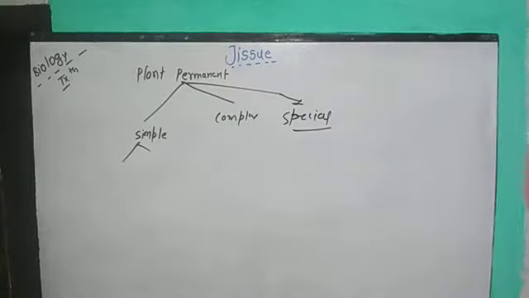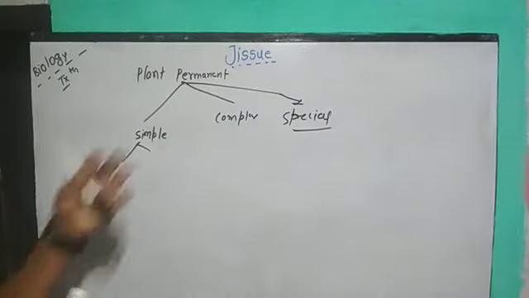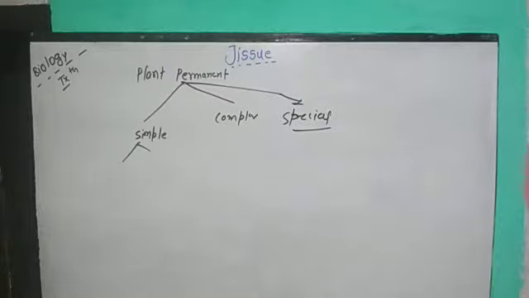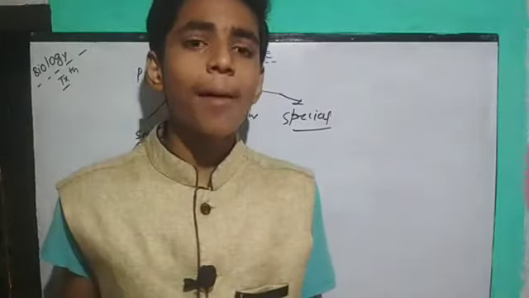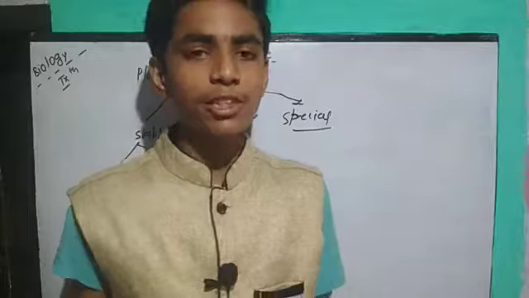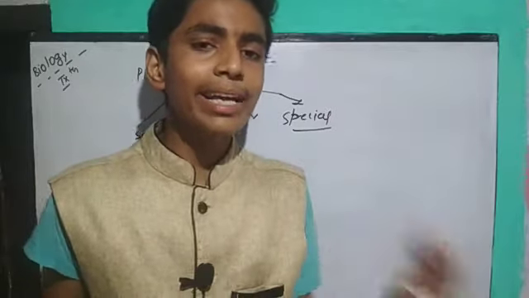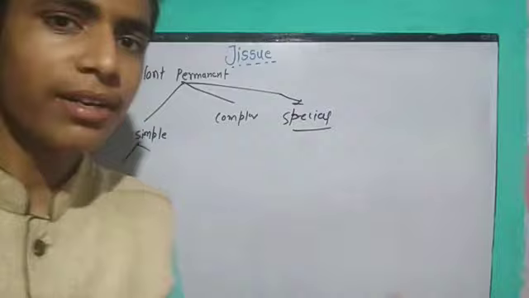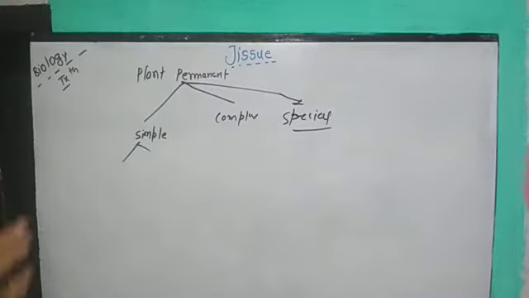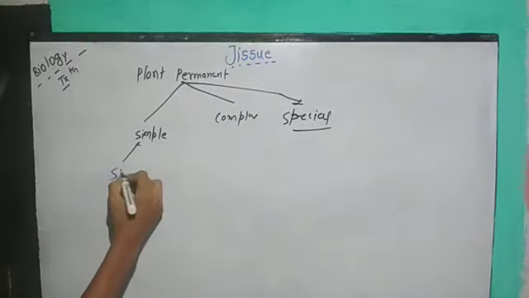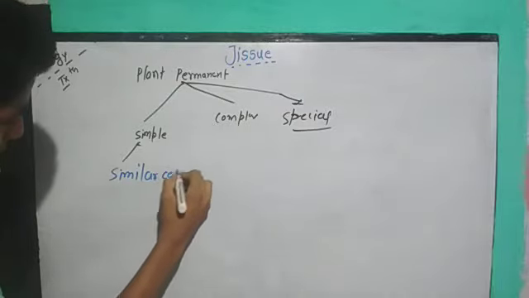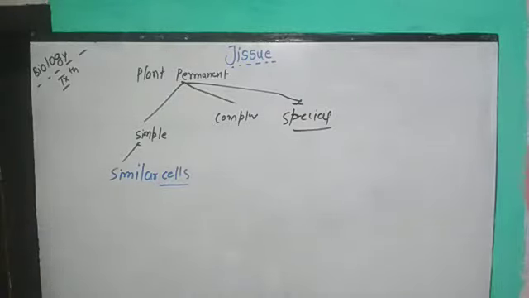Before that, let me tell you one major thing regarding the difference between plant simple and complex permanent tissue. Simple permanent tissues are made from only similar types of cells, cells of similar nature or characteristics. Whereas in complex permanent tissue, the cells which make them are of different nature, means different types of cells make the complex permanent tissue.